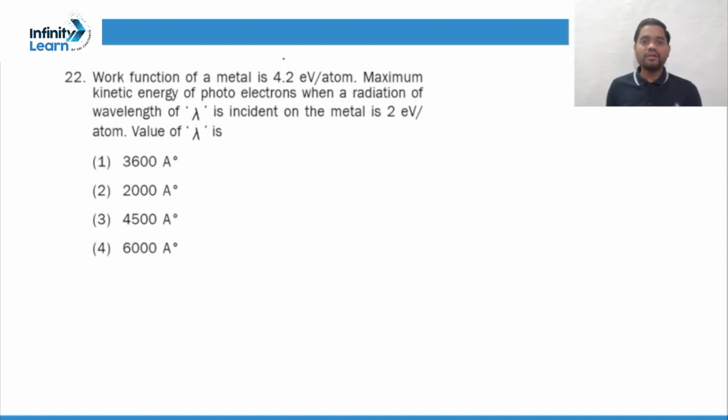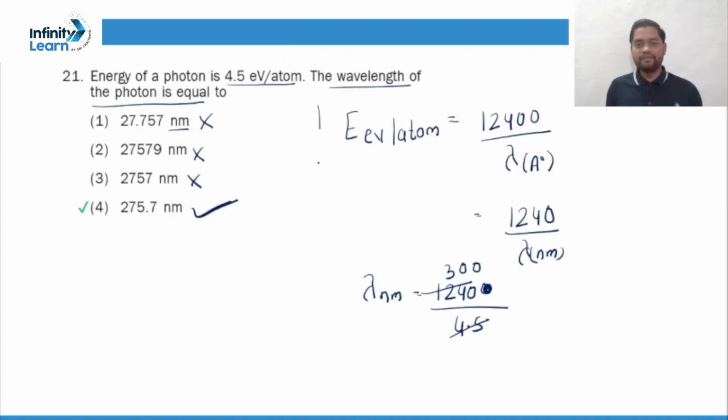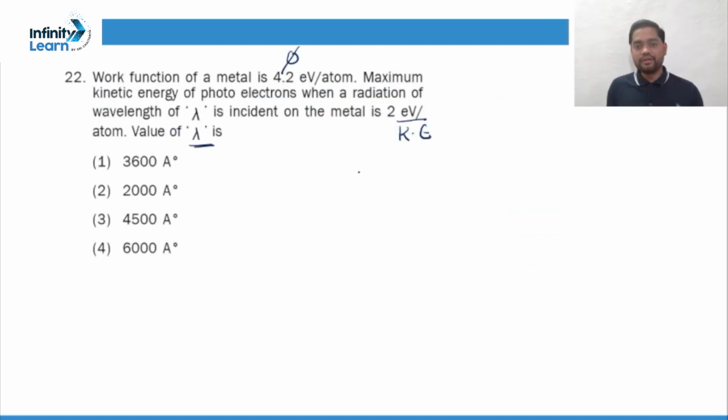22. The work function of a metal, that means phi, is 4.2 electron volt per atom. Maximum kinetic energy of a photoelectron, so this is the kinetic energy, is at a given value of lambda. Again we are going to use the same equation. This is a very useful equation, guys, please make a note of it. Clear? So we know that energy in electron volt per atom is equal to what?